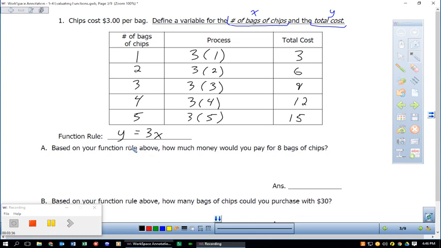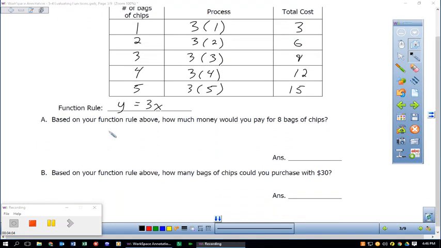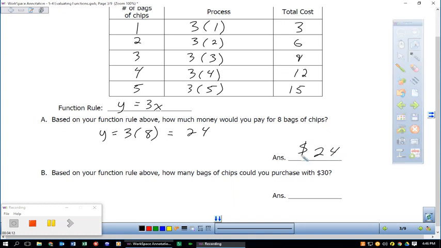Now based on that function rule, how much money would you pay for 8 bags of chips? Well, we would take y equals 3 times 8 and get 24. So the answer is $24 is how much you would pay for 8 bags of chips.